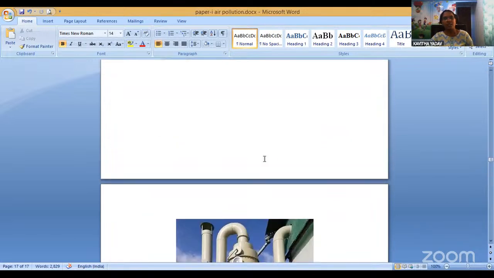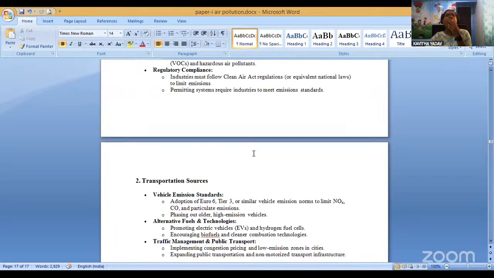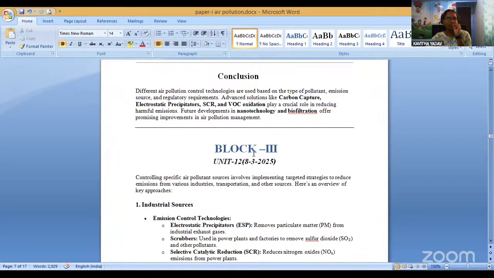In the last class, meaning yesterday's class, we discussed Block 3. What does Block 3 contain? Controlling specific air pollutant sources. Controlling specific air pollutant sources involves implementing targeted strategies to reduce the emissions from various industries, transportation, and other sources. Here is an overview of the key approaches.